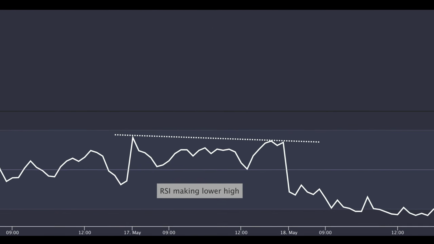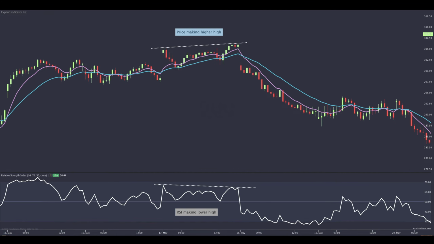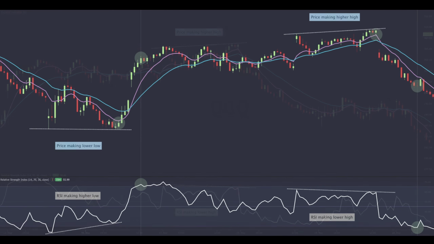When price makes higher highs and RSI does not, or when price makes lower lows and RSI does not, that is divergence. The idea here is we're looking for strength or weakness under the hood, so to speak. If price is making higher highs, but RSI is making lower highs, that can suggest weakness in buying pressure. If price is making lower lows, but RSI is actually making higher lows, that can suggest strength in buying pressure. In both instances, these divergences can signal that price might be ready to reverse.